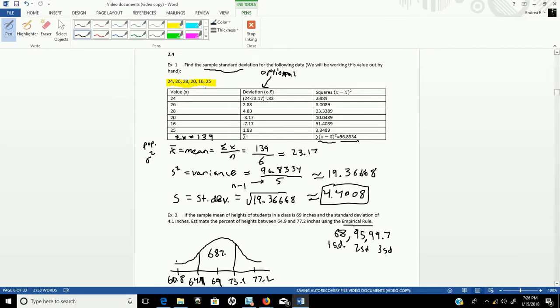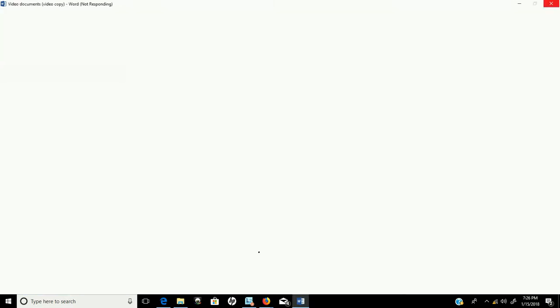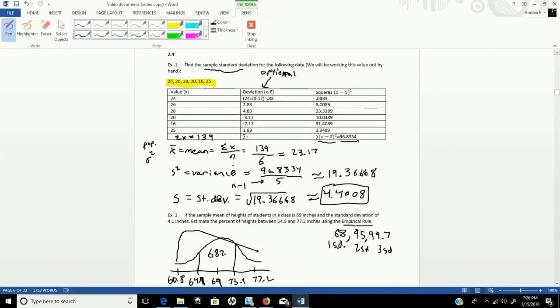And then we have above and below the mean by 2 standard deviations. So going 2 standard deviations out, we're going out to these values here. So we're going from the 60.8 to the 77.2 there, which is 95%. But what it's asking for in the problem here is from the 64.9 here, and we're going actually all the way up to the 77.2.